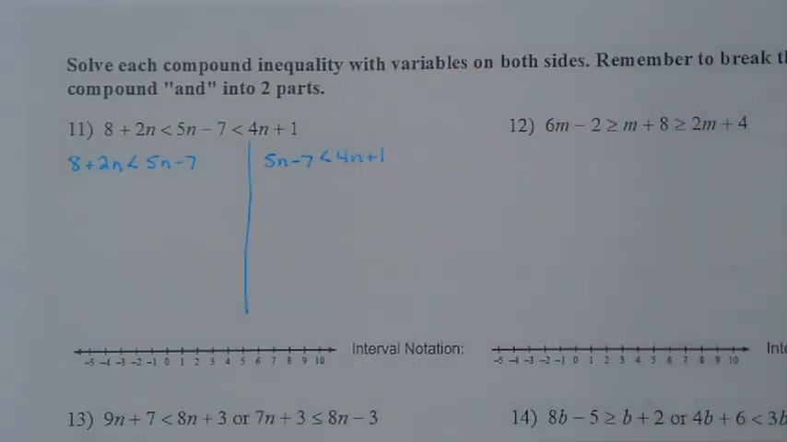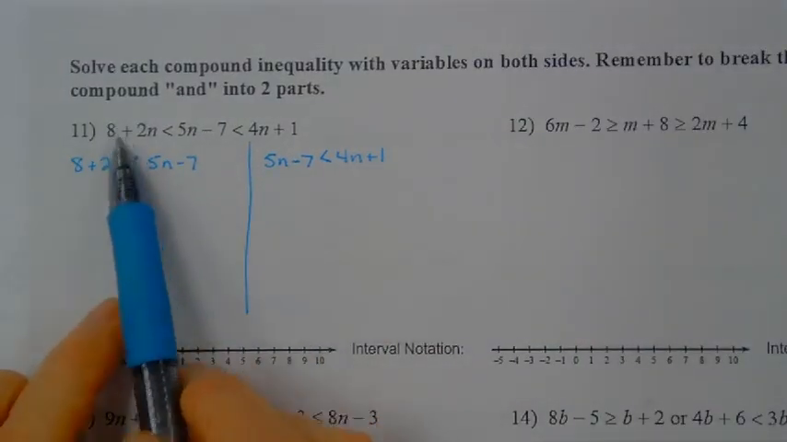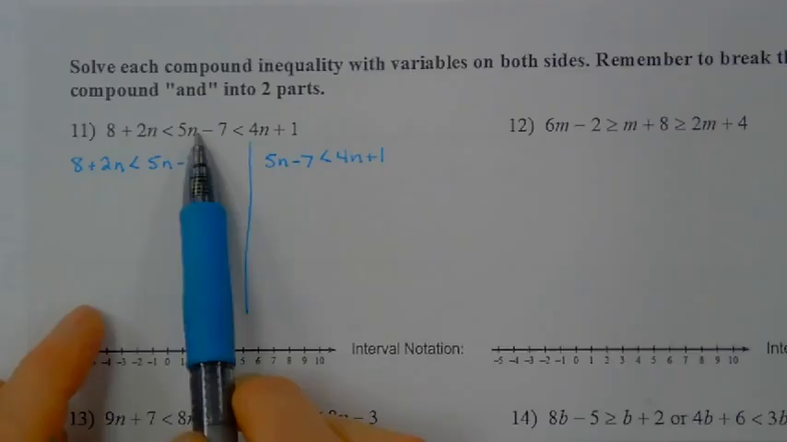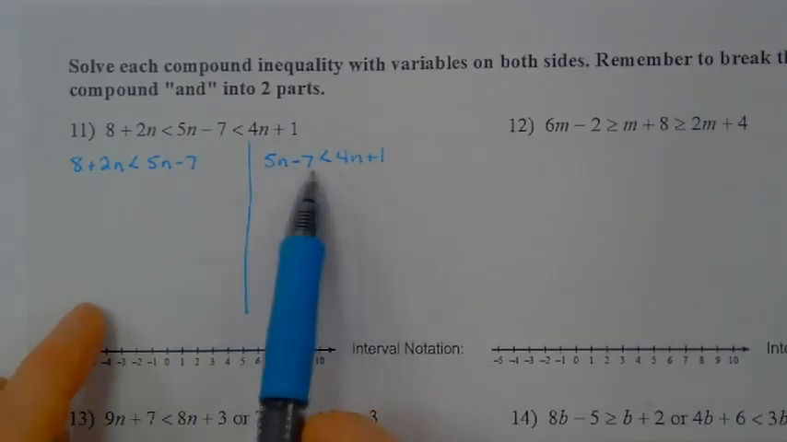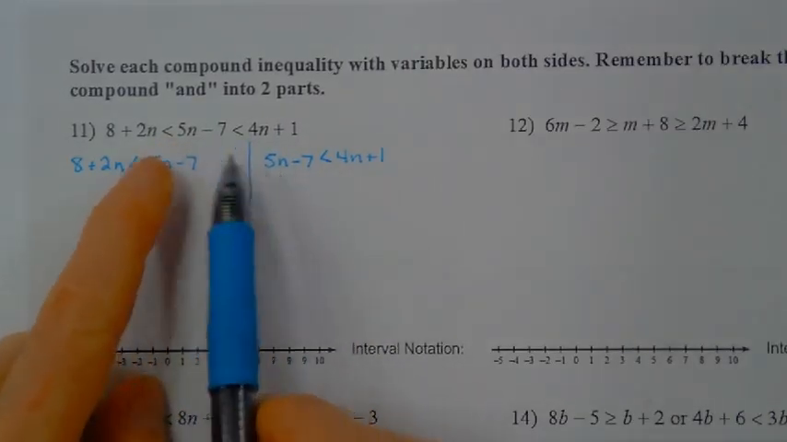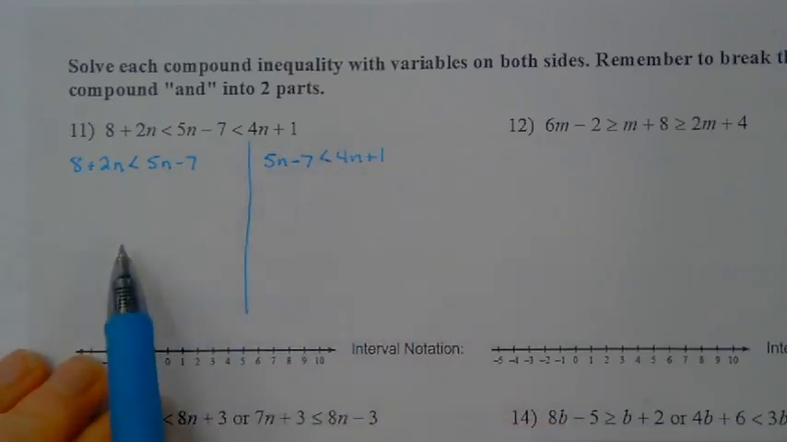So I'm separating it. This part is greater than that, so I wrote that. And this expression is less than that, so I wrote it like that. See how those two things are coming from the middle? And then we solve each one of these and graph. This is and.